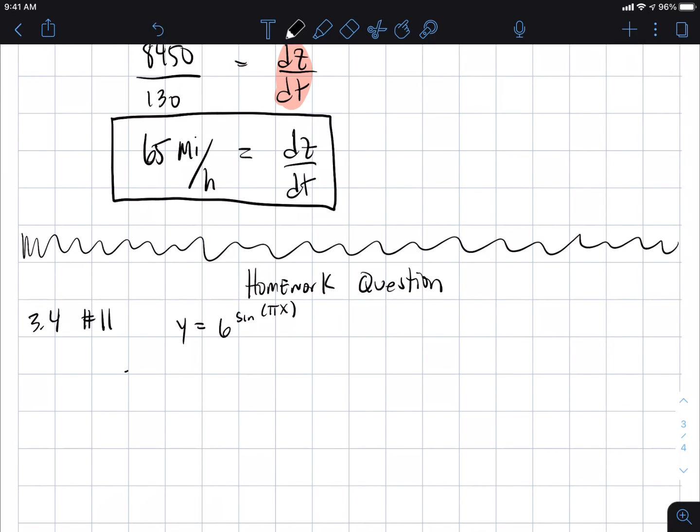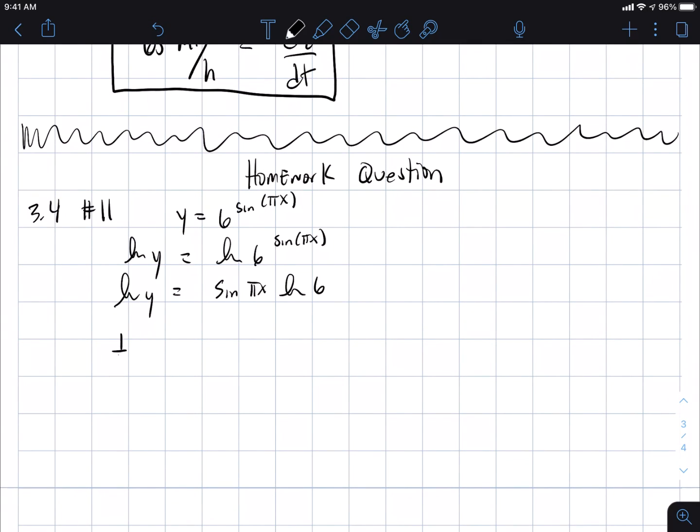All right, so the first thing that I'm going to do is take the natural log of both sides, right? So that's going to be ln y is equal to sine pi x times ln of 6, right? Then I'm going to get 1 over y dy dx is equal to cosine of pi x, right, times pi times ln of 6. Agreed?